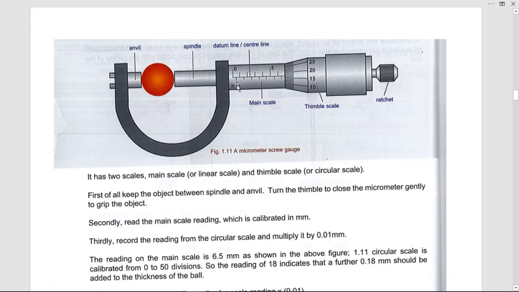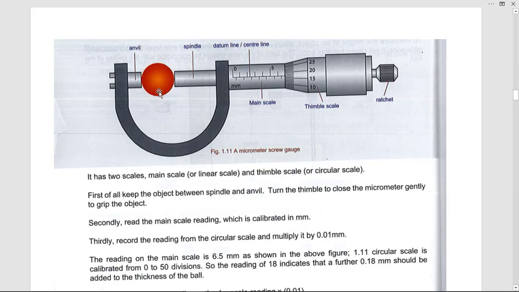Now if you see the construction of this micrometer screw gauge, you'll find two scales. Number one, this is the main scale, which is in millimeters, and this is the thimble scale, sometimes known as the micrometer scale. Now this ratchet is used to screw, or to make it tight.